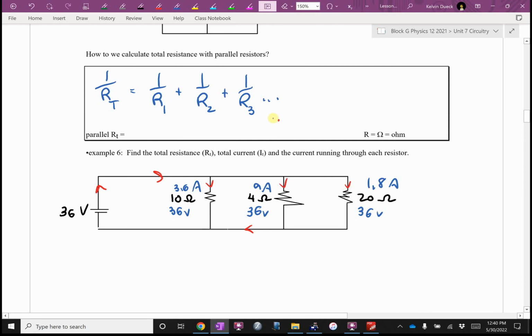What if I wanted to rewrite this? Oh, by the way, what is the total current then flowing through this particular circuit? Well, I got 3.6 amps and 9 amps and 1.8 amps. When they all join up together, how many amps? 14.4, is that right? Okay.